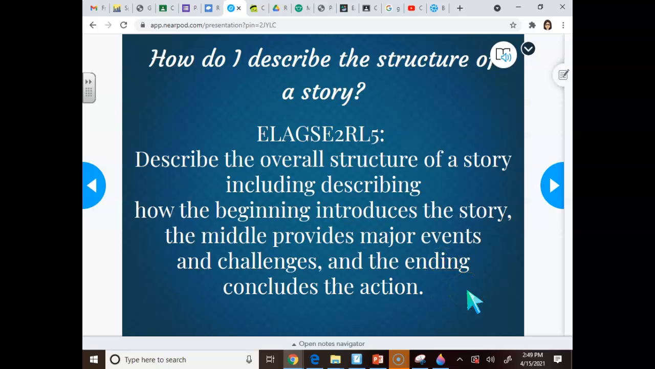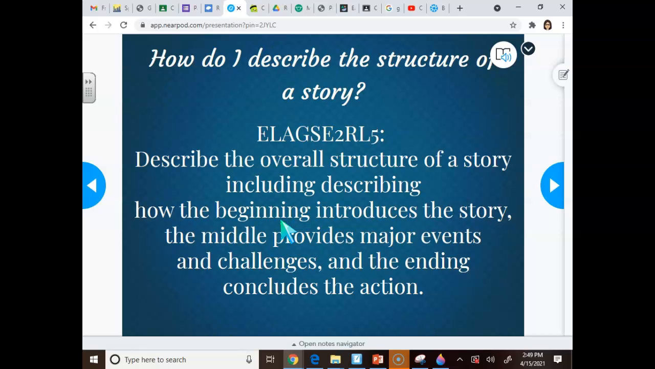Which part of the story introduces the characters? It also tells you the setting of the story. That's the beginning. The beginning of the story will tell you the characters. It'll tell you the problem the character has and where the character is at, the setting.